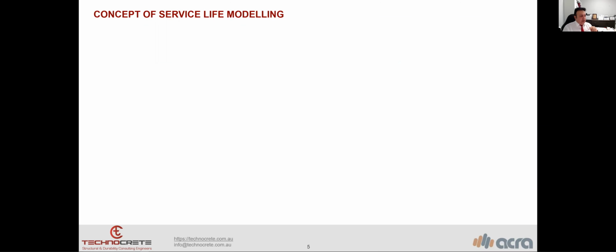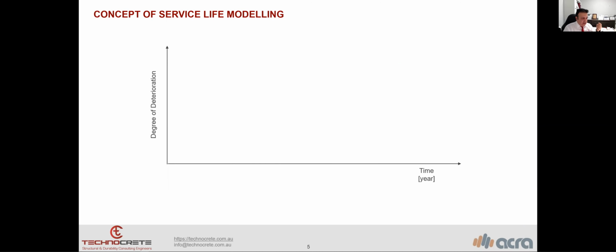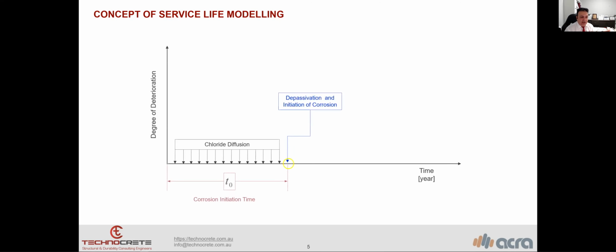Then for the concept of service life modeling, you may have seen this one. It's after Tuutti 1984, where we have the degree of deterioration as the vertical axis and exposure time to the environmental exposure, in years. Let's say we have a chloride environment, we have chloride diffusion, then what will happen after some time? We have corrosion initiation time or depassivation of the steel reinforcement. After some time, we will have the first crack or crack formation on the concrete cover.